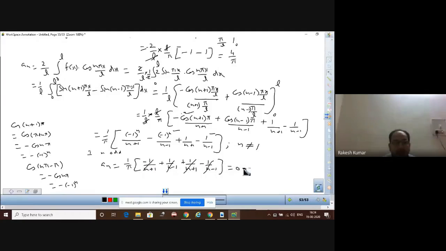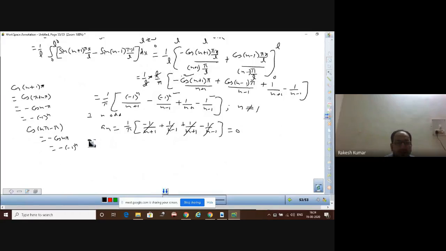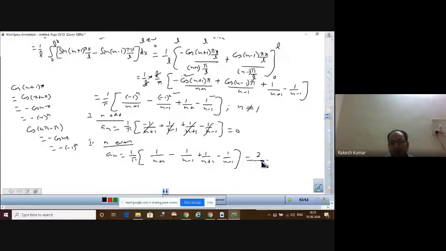So you see that the value of an will become 0 for odd n. But in the second case, let us find out the value for even n. When n is even, the value of an will be 1 over n plus 1 minus 1 over n plus 1, minus 1 over n minus 1. The terms are same, it will become 2 times 2 over pi, 1 over n plus 1 minus 1 over n minus 1. We are taking 2 as common.